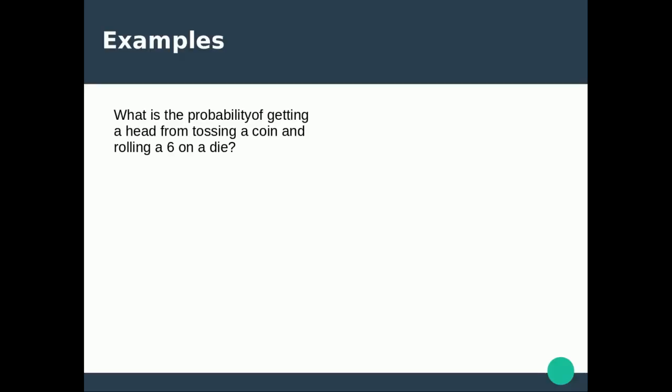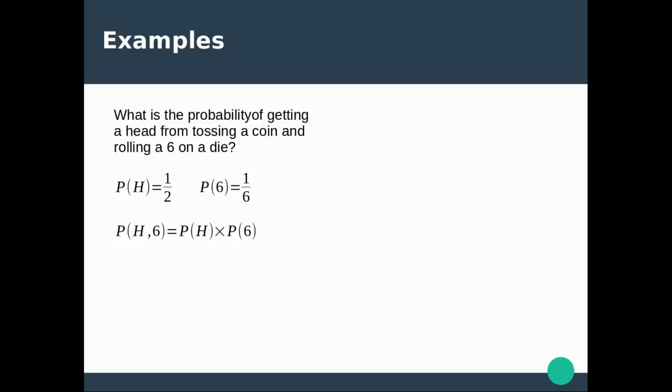What is the probability of getting a head from tossing a coin and rolling a 6 on a die? This is similar to the one we just mentioned earlier. Well, the probability of getting a head from a coin is 1 over 2 because there's one head and there are two possibilities. The probability of getting a 6 on a die is 1 over 6 because there's only one 6 and there are 6 possibilities.